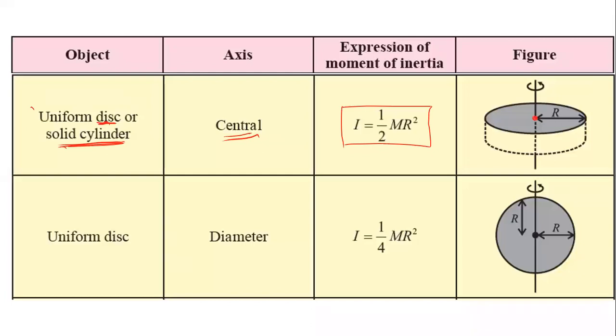So same disc, but the moment of inertia is about diameter. It is half of this, means mr square by 2 divided by 2 means mr square by 4. So mr square by 4 is the moment of inertia of disc about diameter.